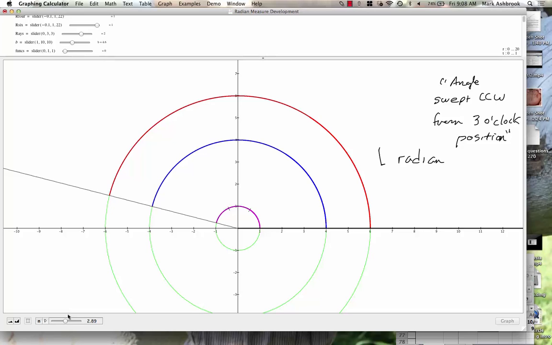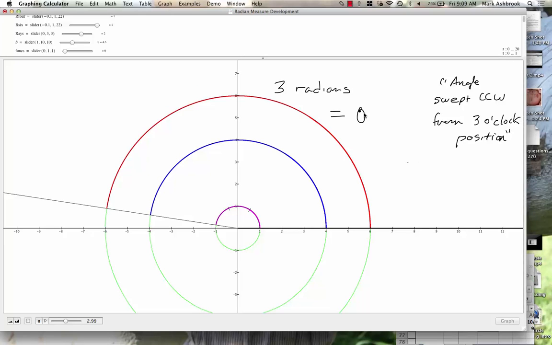Okay, so here is, let's go to 3. This is 3. So we have an angle swept counterclockwise in the 3 o'clock position. It sweeps out 3 radius lengths of arc length. Therefore, the angle is 3 radians. Okay, and so a common symbol that we use for this angle swept counterclockwise, or the measure of the angle swept counterclockwise, is theta.